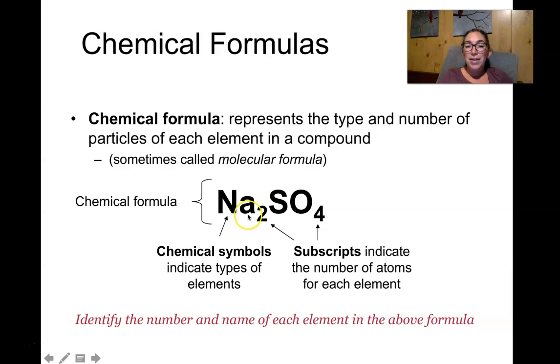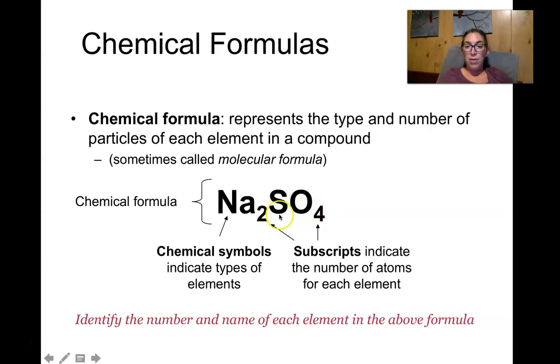So a chemical formula looks something like this. You have the chemical symbols. So here we have Na for sodium, and S for sulfur, and O for oxygen. And then you'll also notice some numbers there, and these numbers are small and to the right. They are subscripts, all right, and the subscripts indicate how many atoms of that element are found in the compound. So for this compound, Na2SO4, it means that we have 2 atoms of sodium, 1 atom of sulfur, and 4 atoms of oxygen.